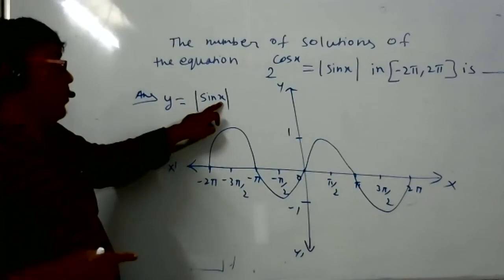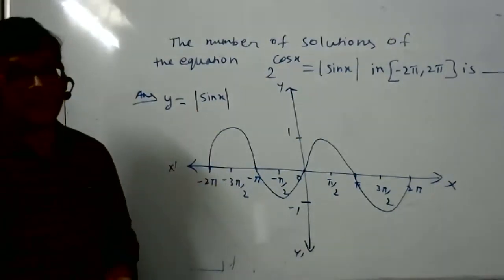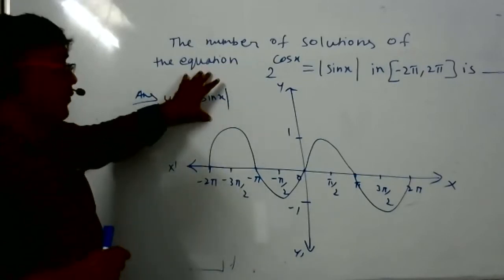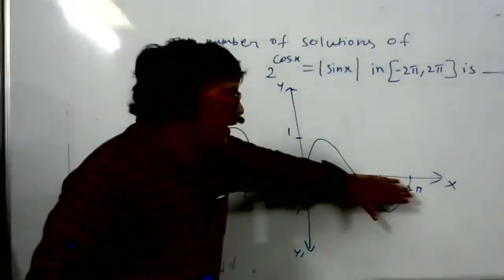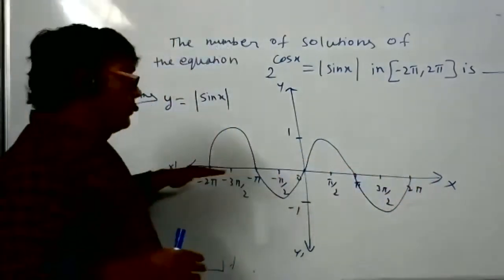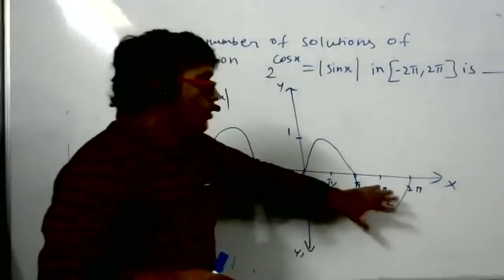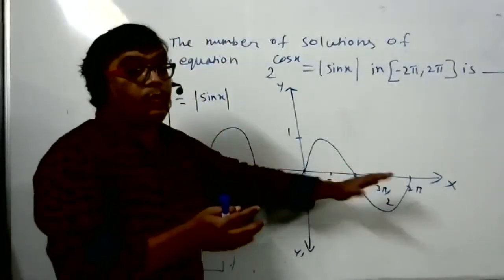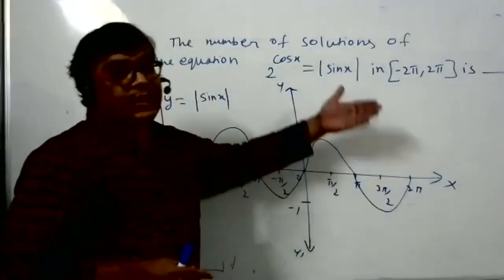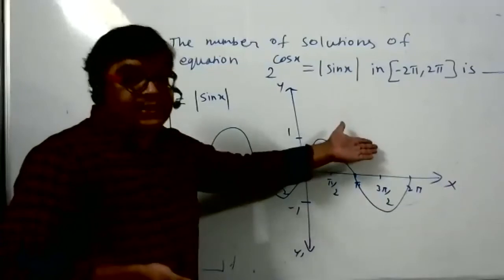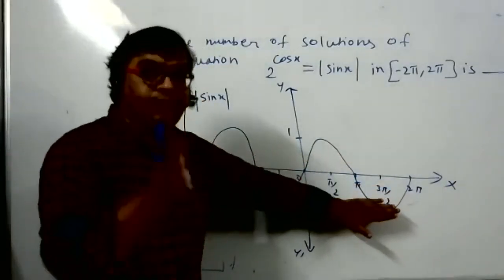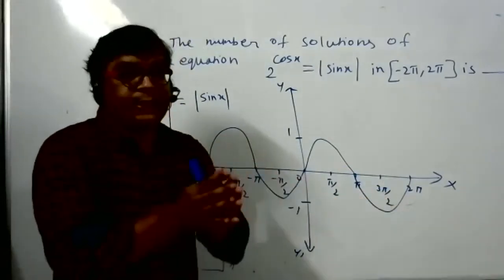Minus 1, minus 1. But with the mod, what will you get? 1. Whenever mod is there, I'll teach this in the function chapter, whatever negative values are there, take their image in the x-axis. Suppose the x-axis is a mirror. What is the part of the curve lying below the x-axis? Take its image, assuming the x-axis is the mirror, because all the negative values will have the same magnitude but become positive.